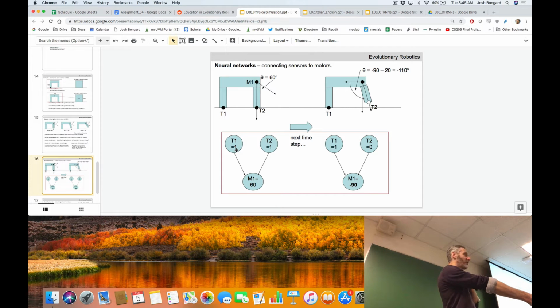The moment the right front leg starts moving, the front touch sensor stops firing, because that foot is no longer in contact with the ground, which means there's a change at the input layer. Now the input values are 1, 0.